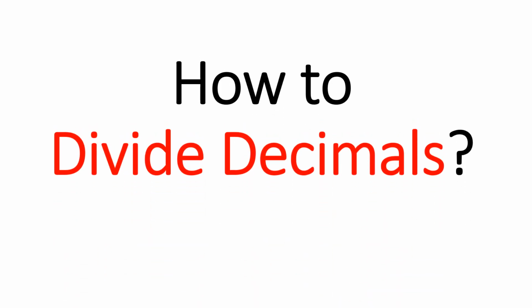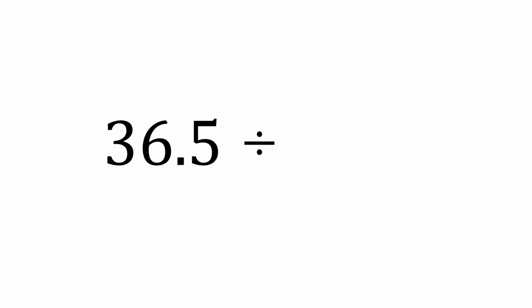How to divide decimals. So let's start with a simpler one. 36.5 divided by 5. So it's a decimal we divide by a whole number. So let's divide this.